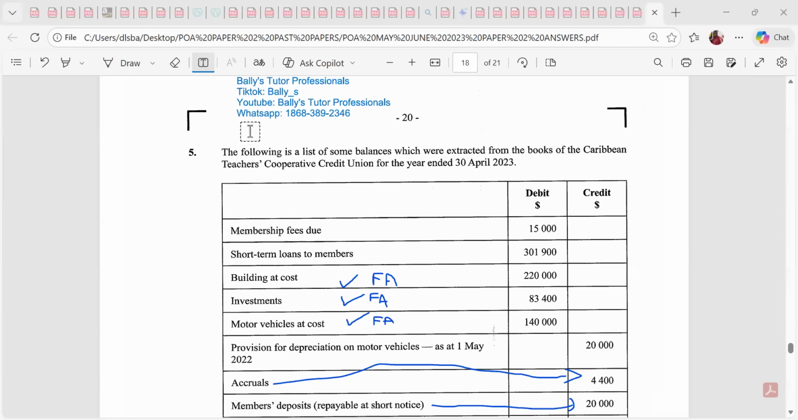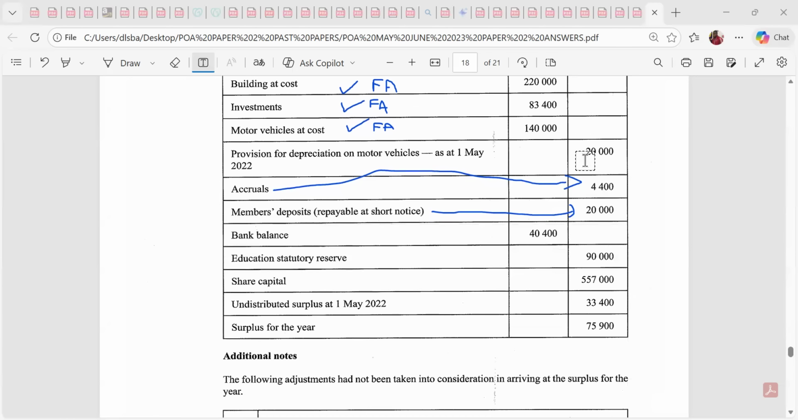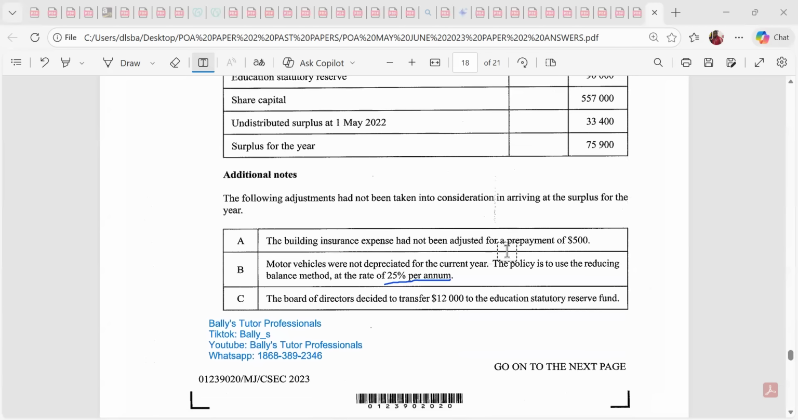A cooperative account. The following is a list of some balances which were extracted from the books of the Caribbean Teachers Cooperative Credit Union for the year ended 30th of April 2023. And they give us all the information here. And they give us the following adjustments that had not been taken into consideration in arriving at the surplus for the year.